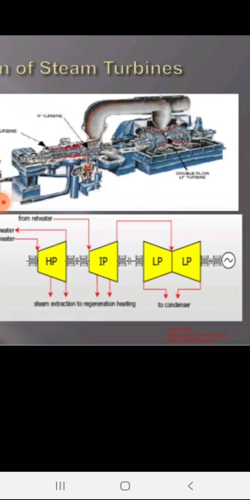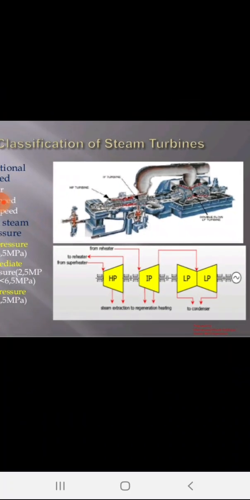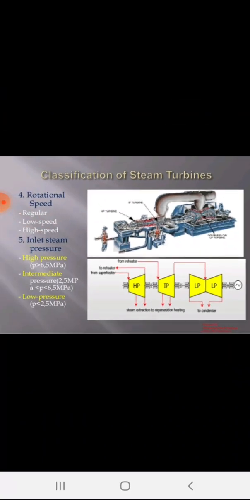Classification of the steam turbine. Rotational speed: regular and low speed, high speed. Inlet steam of the turbine: high pressure, pressures greater than 6.5 megapascal. Intermediate pressure, 2.5 to 6.5 megapascal. Low pressure. The low pressure, intermediate pressure, high pressure turbines. That is for the identification for classification of the identification diagrams.